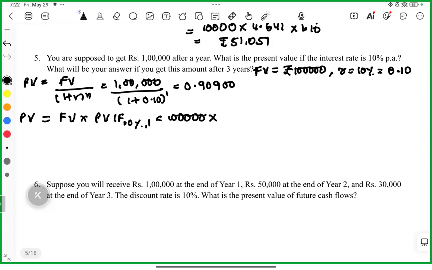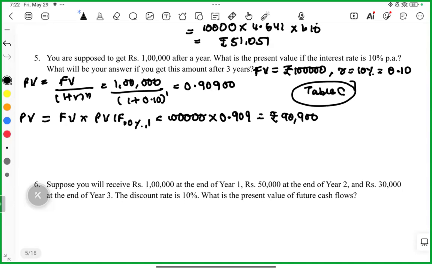PVIF. Now see, this is only one single amount, so you will see table C. See table C, 10% and 1 year, you will get the factor 0.909 and multiply 1 lakh with 0.909, you will get 90,900. So you can use formula, you can use table. Table is more simpler. We will move ahead with tables only.